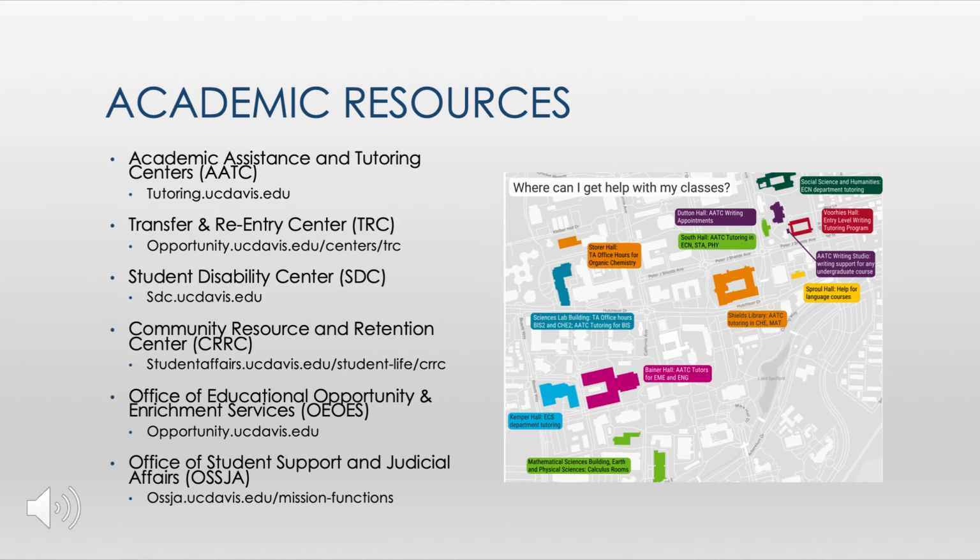Okay, so I'm not going to go through this slide in super depth, but I'm just going to give you kind of an overview. So I threw a bunch of academic resources on here for you all to look at on your own time. Academic assistance and tutoring centers, transfer and reentry centers, student disability center, community resource and retention center, Office of Educational Opportunity Enrichment Services, and Office of Student Support and Judicial Affairs. The last one sounds scary, but I want to emphasize the Office of Student Support on that one. They really are a great opportunity for students who are maybe struggling or need a support system.